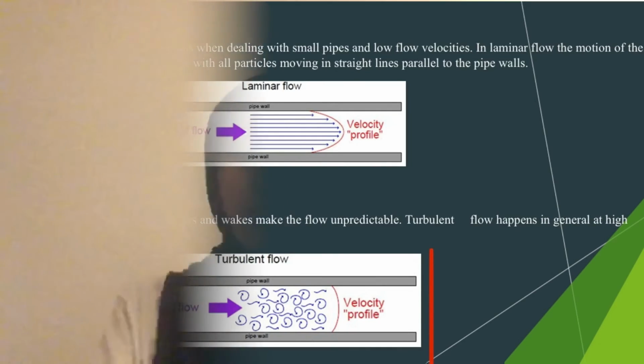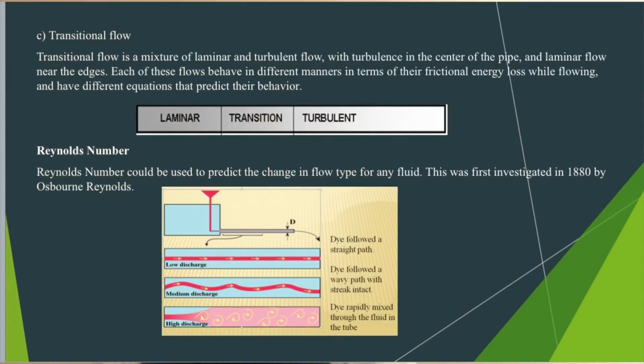Next is the Reynolds number. The Reynolds number could be used to predict the change in flow type for any fluid. This was first investigated in 1880 by Osborne Reynolds. In the Reynolds experiment, there are three discharges: the first is low discharge, then medium discharge, and the third is high discharge.